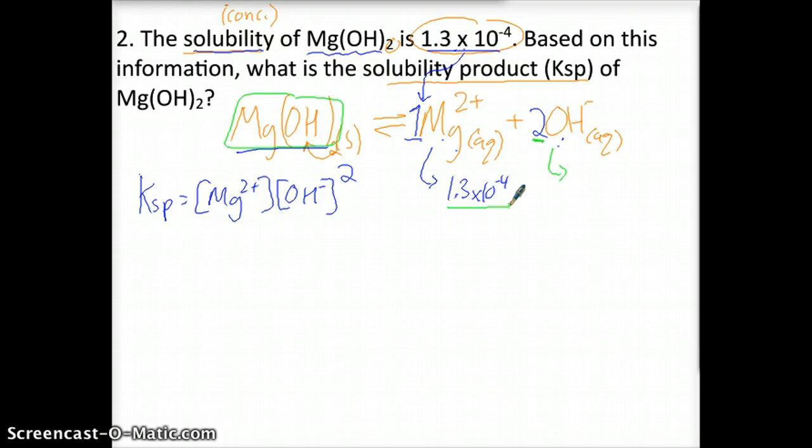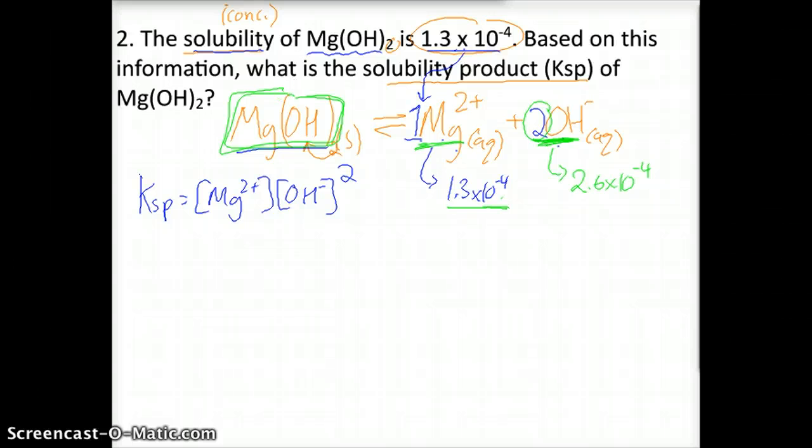However, for hydroxide, since every time this compound dissociates, it makes 2 moles of hydroxide, the concentration of hydroxide is not going to be 1.3 times 10 to the negative 4th. It's going to be 1.3 times 10 to the negative 4th times 2, because I'm making 2 moles of it every time. So basically this number times 2 would give you 2.6 times 10 to the negative 4. Which makes sense, because I'm making twice as many ions of this as this when magnesium hydroxide dissociates.